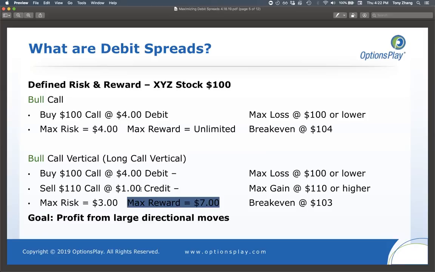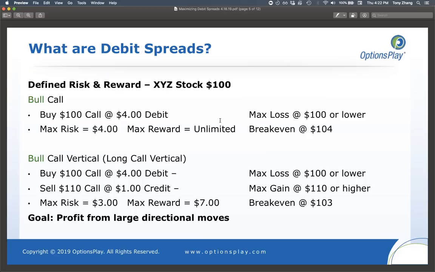The reason for this is that when we're bullish on stock XYZ, chances are we don't think it's going to go to 200 by expiration. We only think it might go up by $10 or $15, meaning there's a certain amount by which we think it'll go. When you're buying a call option, you're buying all that upside. But in reality, we're not necessarily expecting the stock to move up to 120, 130, 140. So why pay for that upside?